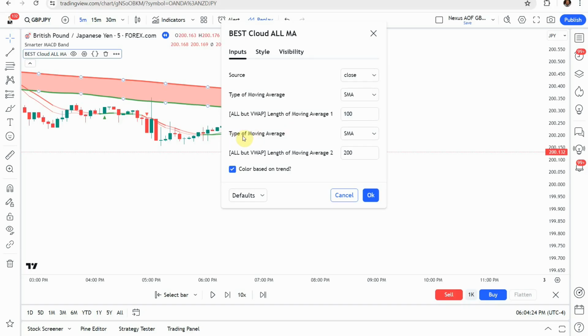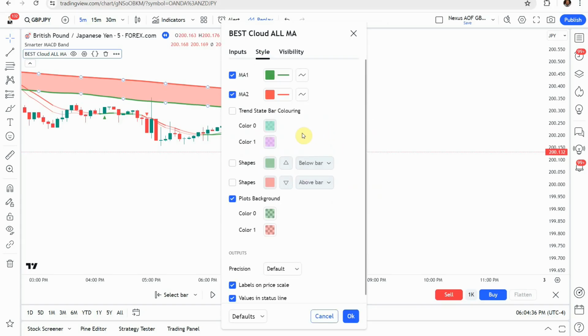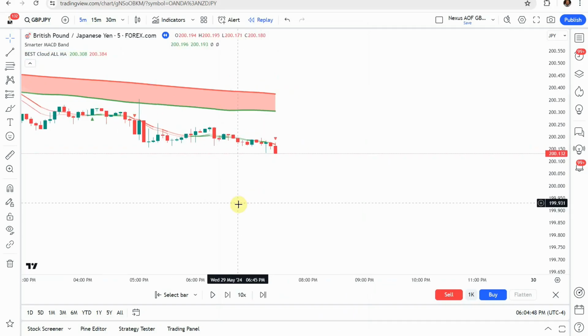The second type of moving average, you're going to make sure that's SMA. And the second moving average length, you're going to change that to 200. Jump into the styles of this one, and you're going to turn off the trend state bar coloring, and you're going to turn off the shapes here, these two shape selections, and then go ahead and click OK.